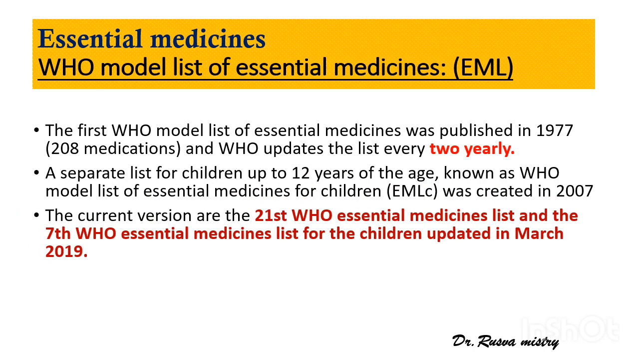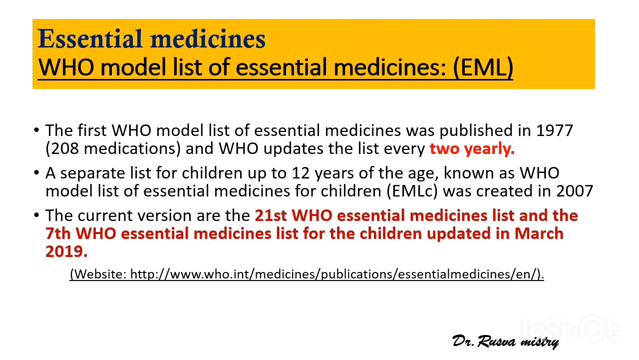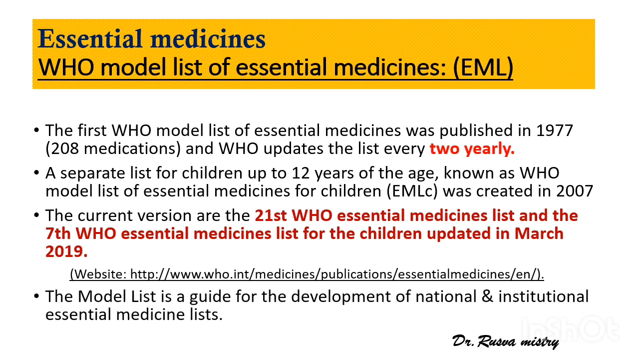The latest versions are the 21st WHO Essential Medicine List, which contains nearly 460 medications, and the 7th WHO Essential Medicine List for Children, which was updated in March 2019. This website reference is given for the WHO Essential Medicine List. This model list provides us a guide for the development of national and institutional essential medicine lists.